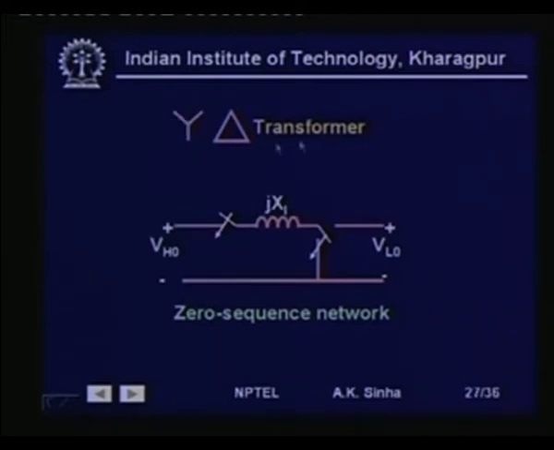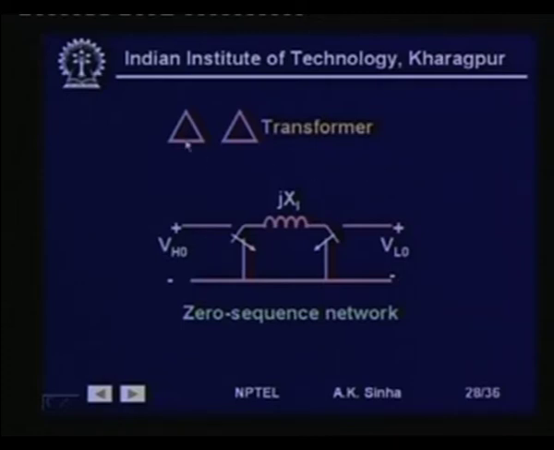Similarly, if we have star ungrounded delta, then this should be reversed. This is open because it is star ungrounded, and this will be closed because zero sequence current can flow in the winding. So this side will be connected to the reference, whereas this side will be open. I am sorry, this should be open because it is star ungrounded.